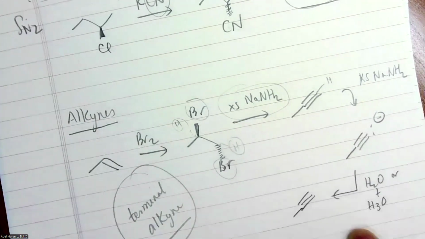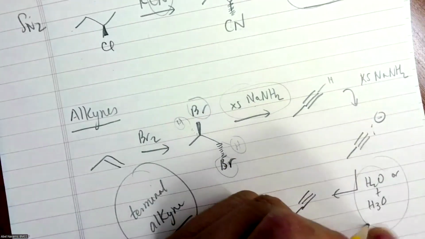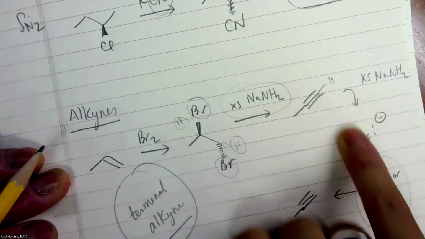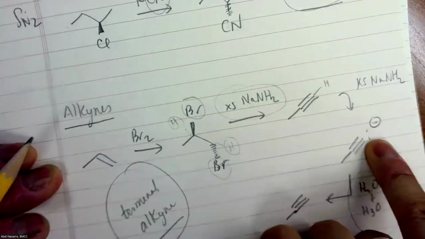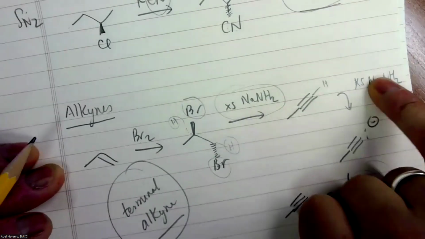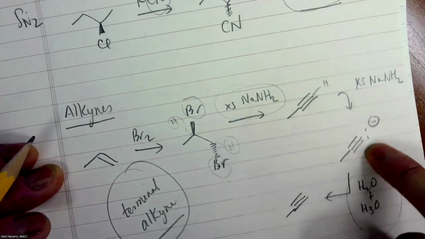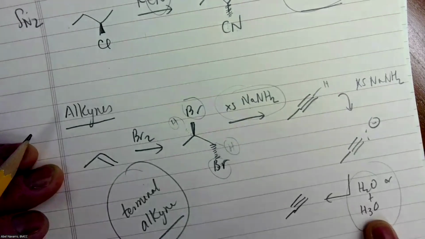I must close the cycle with water or acid. Why is that? Because a terminal alkyne is acidic. If a terminal alkyne is acidic, it will get deprotonated in the presence of that strong base. So I need to reprotonate it. How do I reprotonate it? With either water or acid.